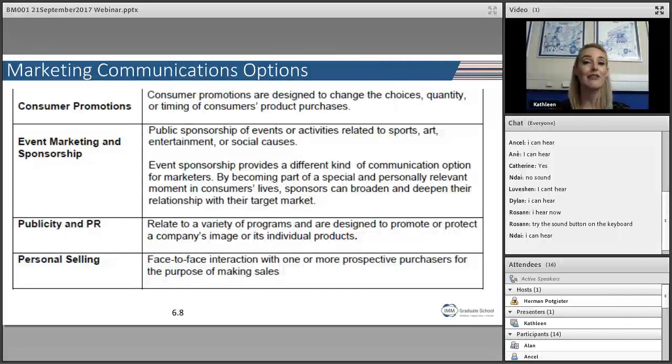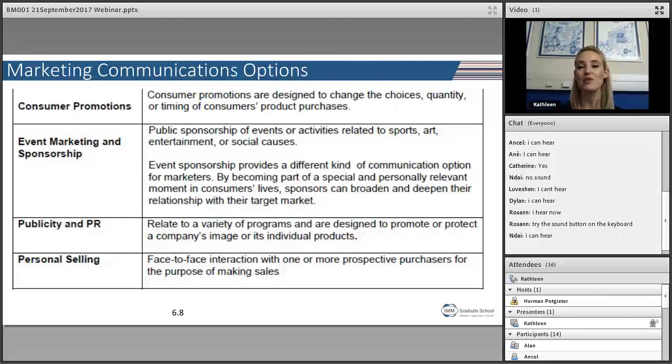We call that leveraging, and we're going to talk about it a little bit more in the next chapter. And it's also so that your brand can be seen to care about that particular sporting event or charity, arts and cultural event. And that can also endear you to your target market if they are also supportive of those types of events. Then we have publicity and PR, PR standing for public relations.